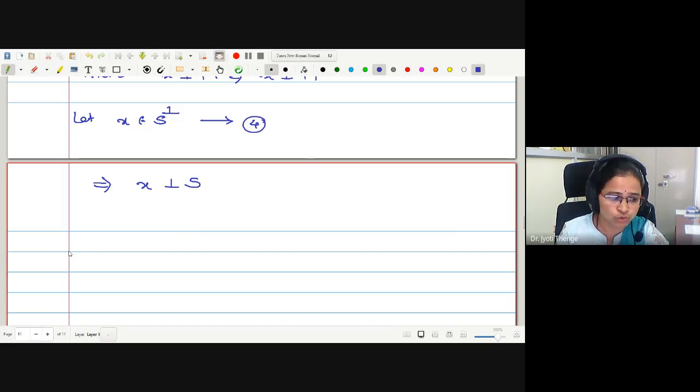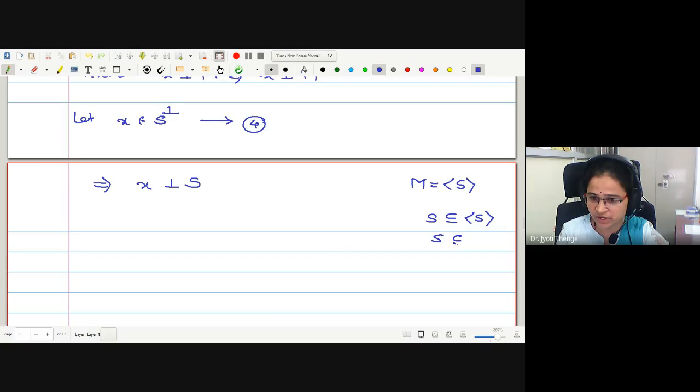Right now, x is orthogonal to S. But what is M? We have defined M as the set generated by S. Now, if x is orthogonal to S, may I say x is orthogonal to M also? S is always contained in the set generated by S, so S is contained in M. M is the set of all linear combinations of elements of S. Therefore, x is also orthogonal to those elements.